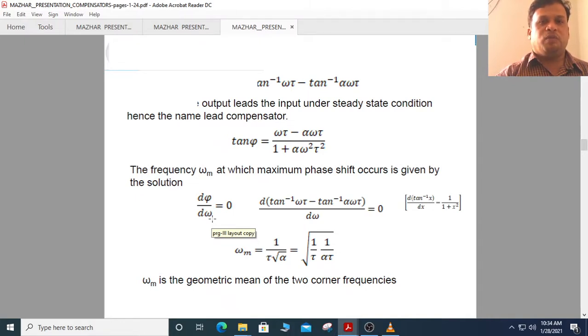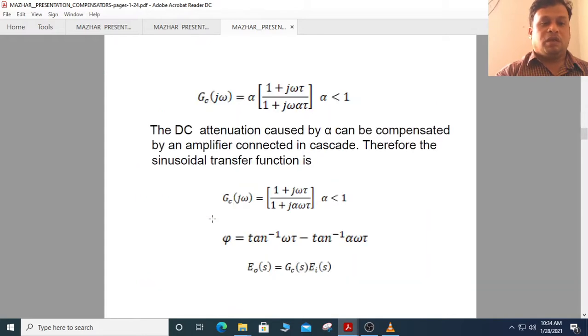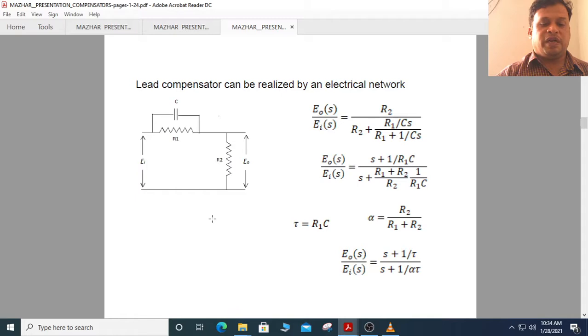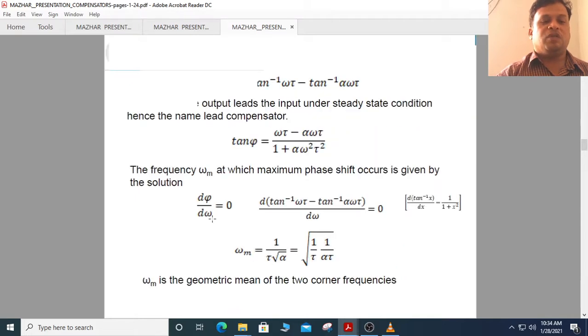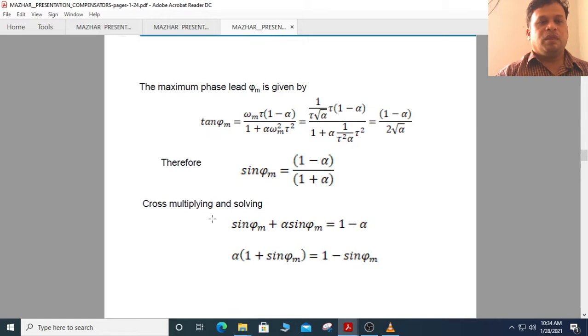This point is very important to remember. What is omega m in terms of this compensator? In the lead compensator realization, omega m is the geometric mean of the two corner frequencies. The maximum phase lead phi m is given by tan phi m is equal to (1 minus alpha) by 2 root alpha.